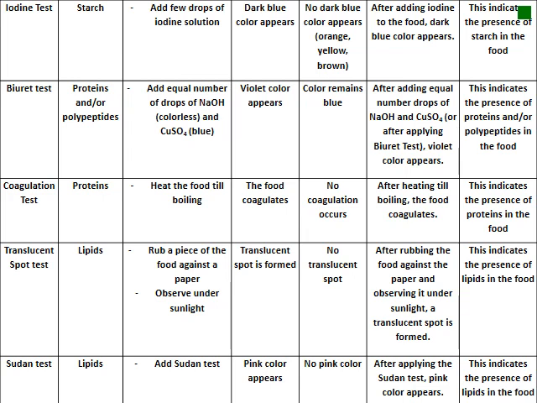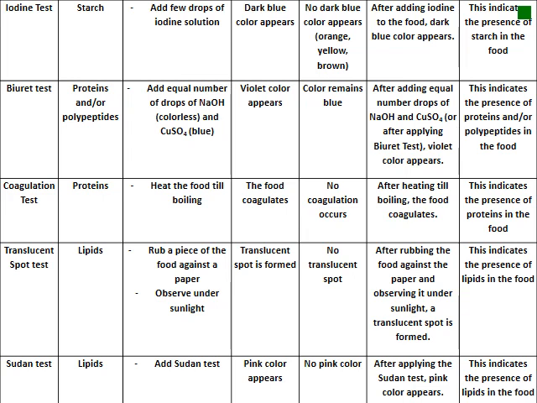Coagulation test is done to identify the presence of proteins. Heat the food till boiling. A positive result: the food coagulates. Negative result: no coagulation. After heating till boiling, the food coagulates. What does this indicate? This indicates the presence of proteins in the food.